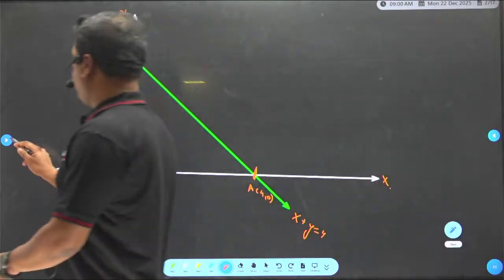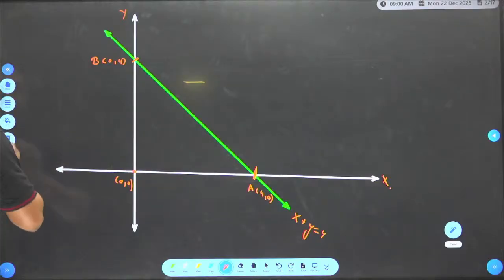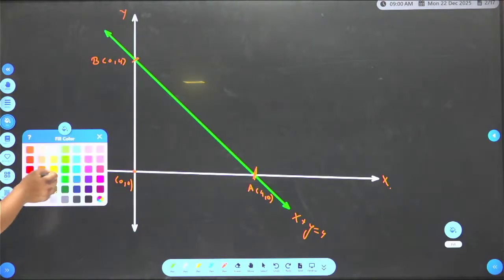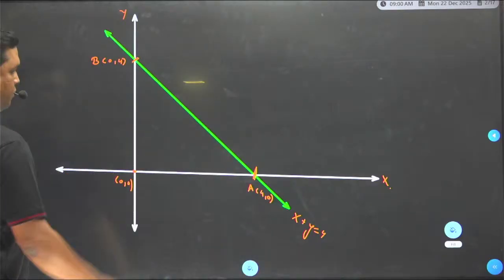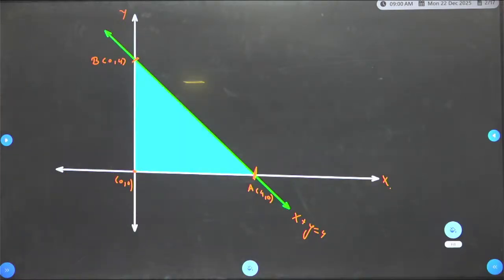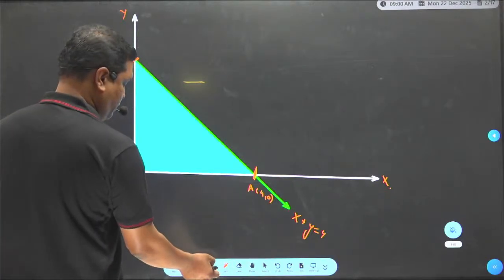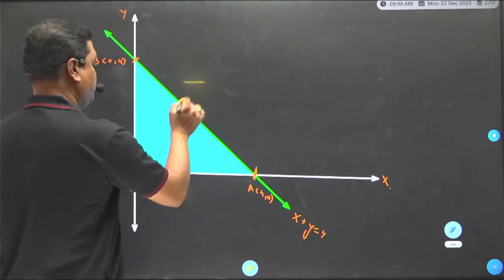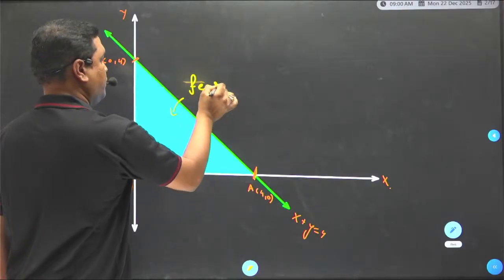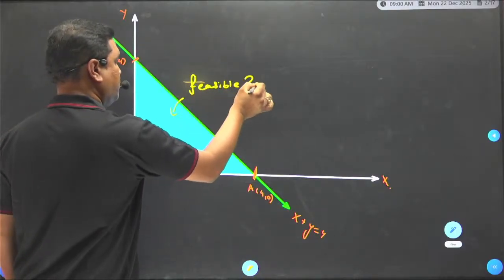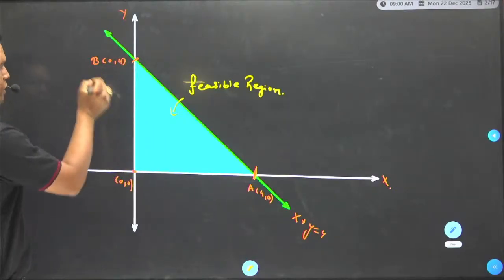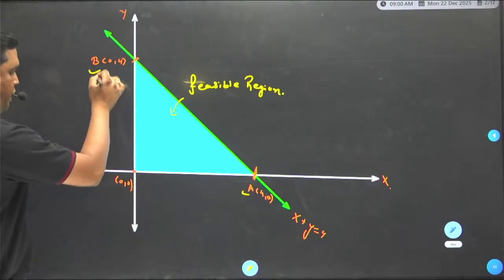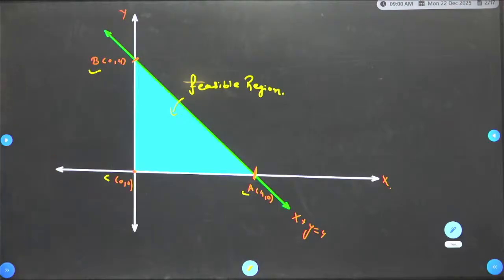Now, what is the feasible region? So this is our feasible region. This is called the feasible region. And these points A, B, and C are the corners.